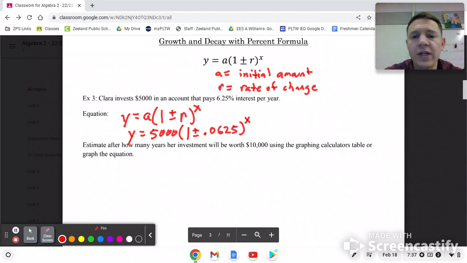So now we need to decide, is this growth or is this decay? Because we can't have a plus and a minus in our equation if we're going to punch it into a calculator. So the account pays 6.25% interest. That's going to be growth. Okay, we're getting paid. $5,000 is getting bigger, so I'll just change that real quick.